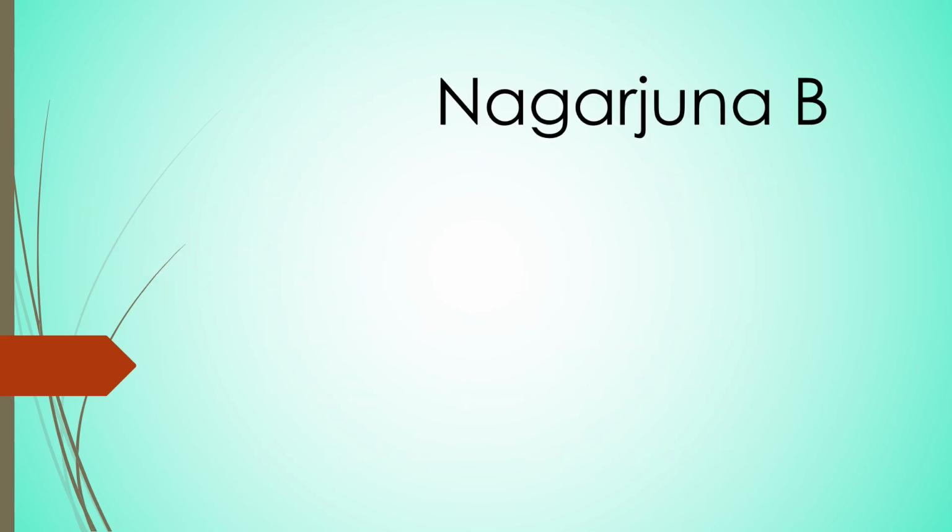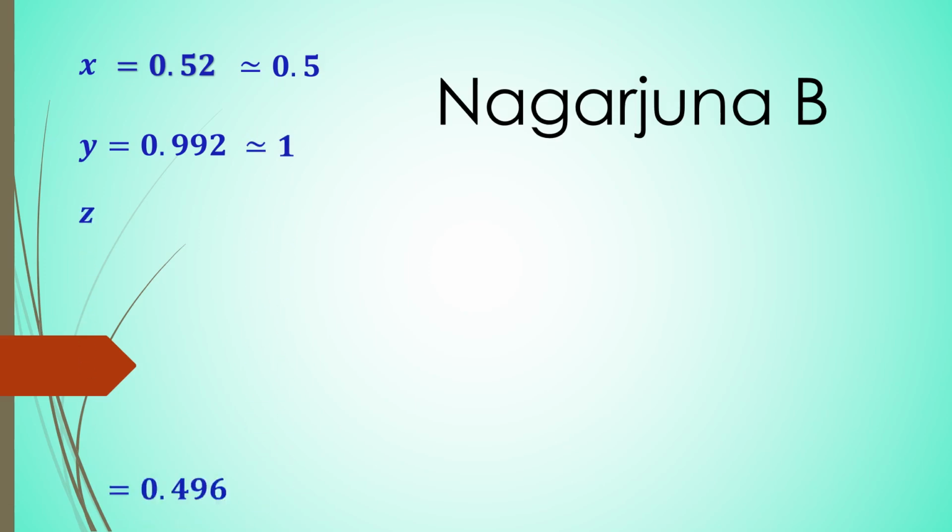z. X is equal to the value which we have got, 0.52 in the third approximation, and it is equivalent to 0.5, and the value of y which we have got in the third approximation is equal to 0.992, and this one is nearly equivalent to 1, and z is equal to, we have got 0.496, and it is nearly equivalent to 0.5.